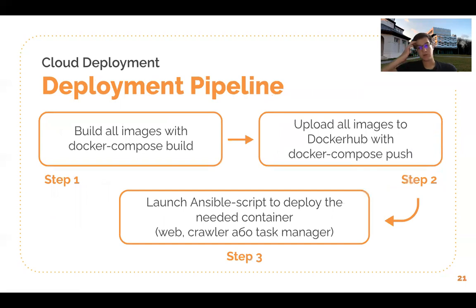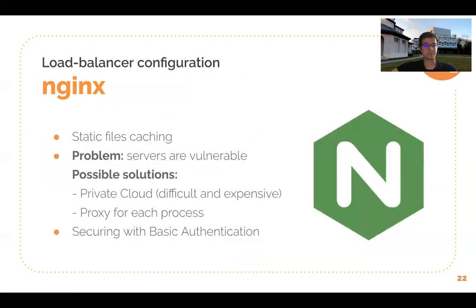And the use of Ansible allowed us to have a very straightforward and quick deployment pipeline that consists only of 3 steps. The first step is building all images. The second one is uploading them to Docker Hub. And the last step is just to launch the Ansible script corresponding to the needed container that we want to deploy. And that's it. Everything runs automatically.